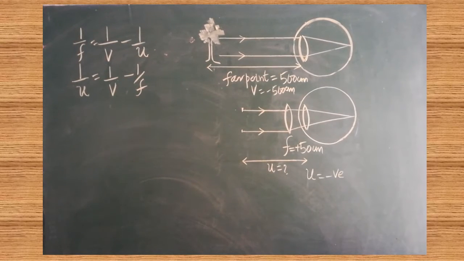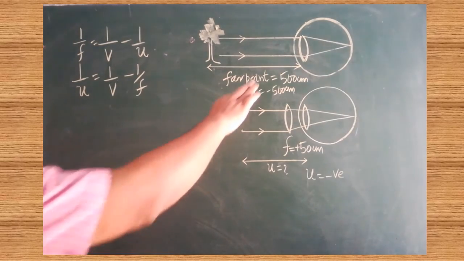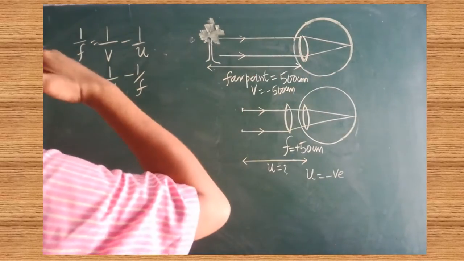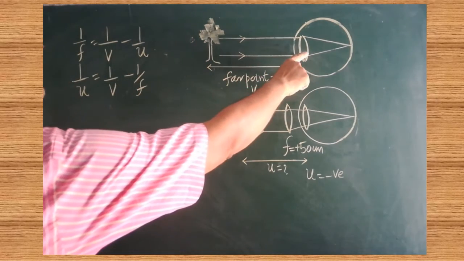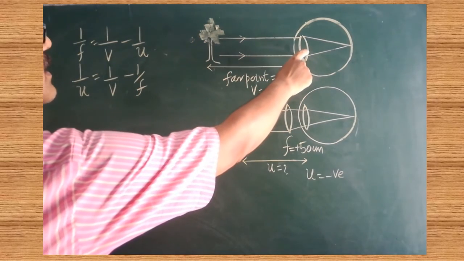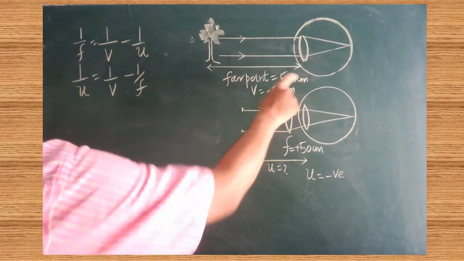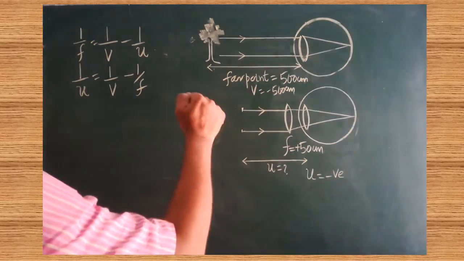Now we are going to see the second part of the problem. Look at here. Again we are going to deal with the defective eye. The same person is having the defective eye. According to this defective eye, the far point is 500 centimeter. What is the meaning of far point?